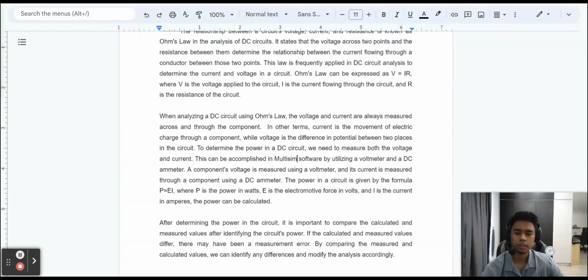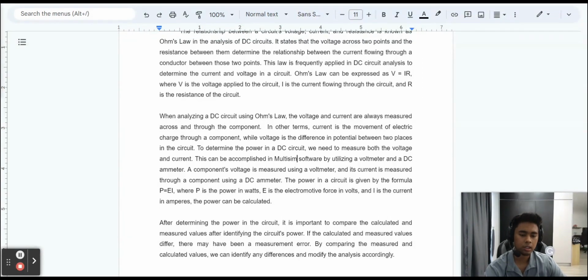And to determine the power in a DC circuit, we need to measure both the voltage and current. This can be accomplished in Multisim software by utilizing a voltmeter and a DC ammeter. A component's voltage is measured using a voltmeter, and its current is measured through the component using a DC ammeter. The power in a circuit is given by the formula P equal to E multiplied by I, where P is the power in watts, E is the electromotive force in volts, and I is the current in amperes, so the power can be calculated. After determining the power in the circuit, it is important to compare the calculated and measured values.